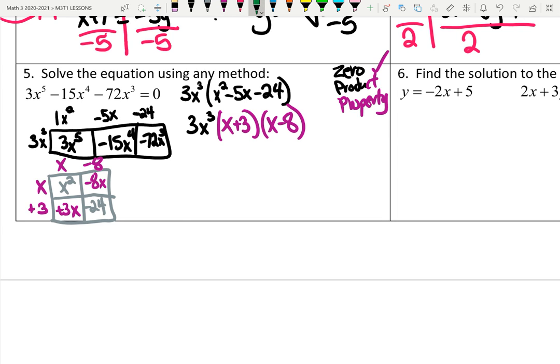For the zero product property, remember that this is equal to 0. Ask yourself, when does 3x to the 3rd make 0? Well, x has to be 0. Here, x has to be negative 3. And finally, x has to be 8. Those are the unique solutions.